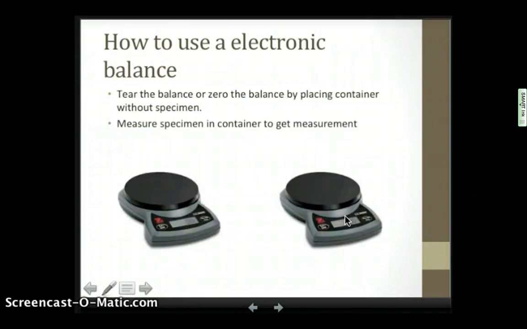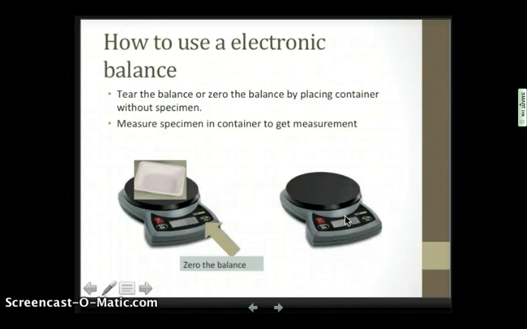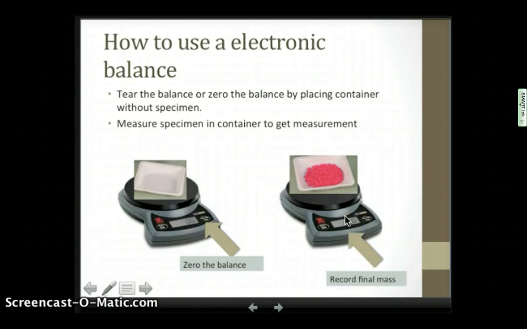How to use an electronic balance. Typically, the items that we're going to be massing, we're not going to put directly onto the balance. Instead, we're going to put a container on the balance. Then, we'll hit the 0 button to subtract the mass of the container. Then, we'll add the substance to that container and record the final mass. This ensures that we keep the balance clean, as well as get an accurate measurement of whatever it is that we're massing.